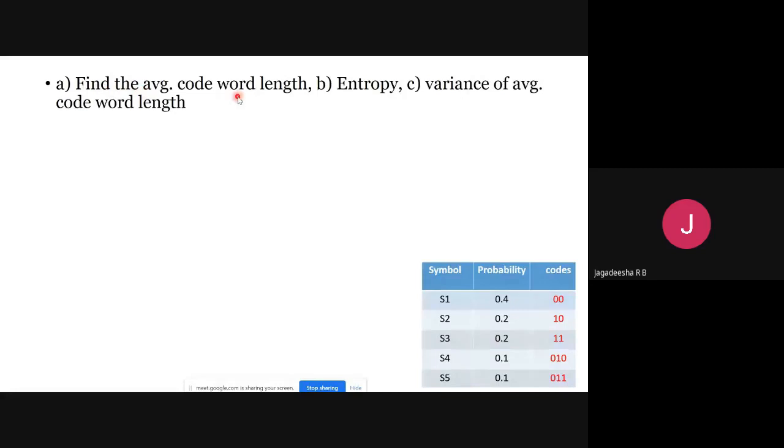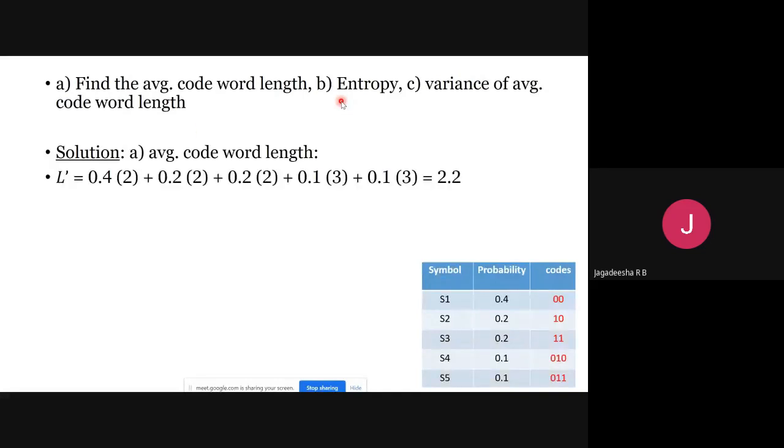Then we find the entropy, and then we have a new term here, the variance of the average code word length. I will tell you why we have introduced this. But these two terms we have already seen, we will just use them again here. The first one is the average code word length. Generally, it is represented as L, L prime. So that is what L prime is, the average code word length.